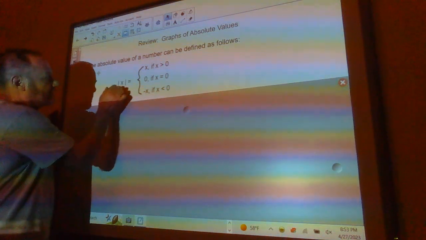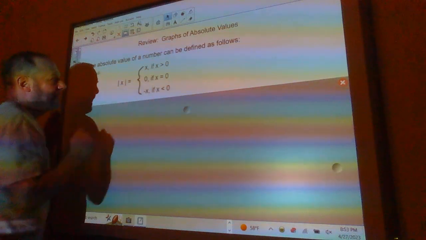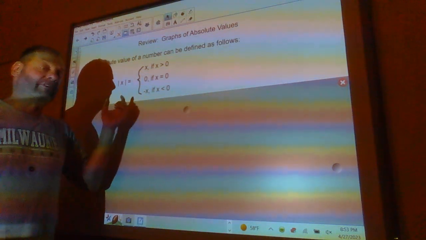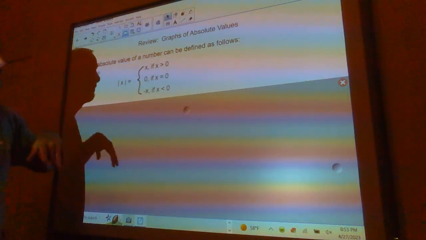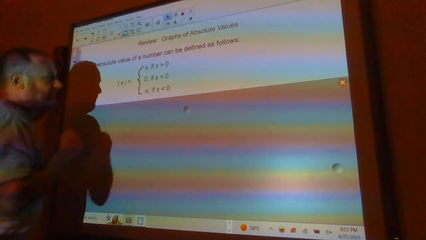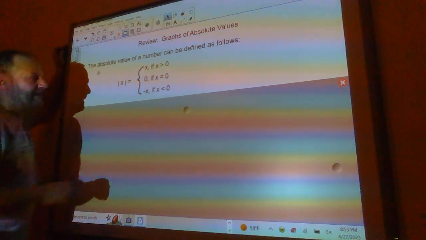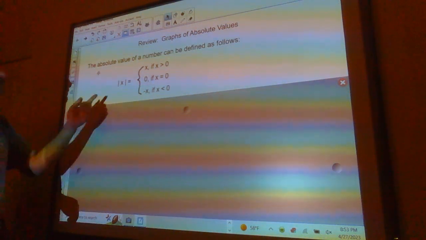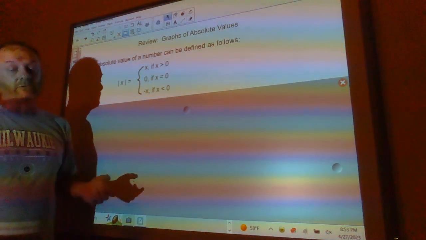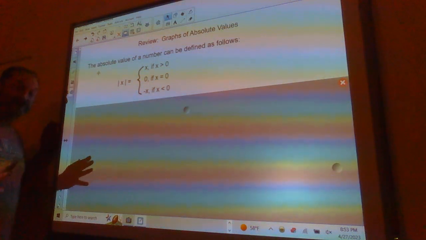So this symbol, of course, means absolute value of x, and the absolute value of x is equal to x if x is a positive number. The absolute value of x is 0 if x equals 0. And the absolute value of x is negative x if x is less than 0. So if this was the absolute value of negative 2, it would take the opposite of negative 2, which would be positive 2. Okay? So basically, whatever comes out of here is a positive number.